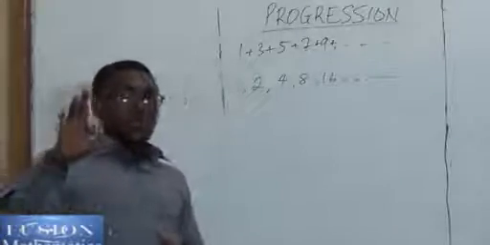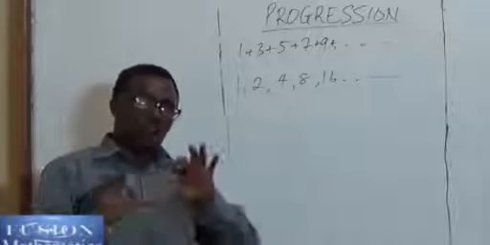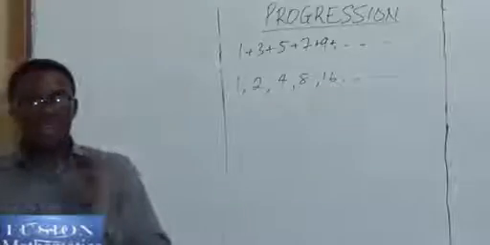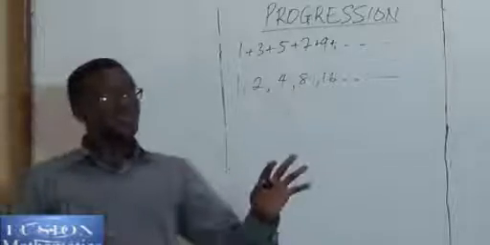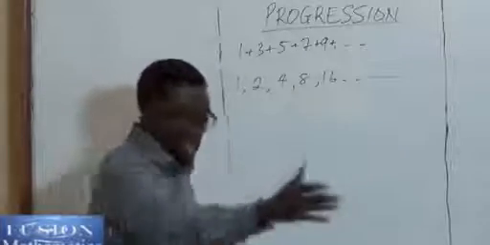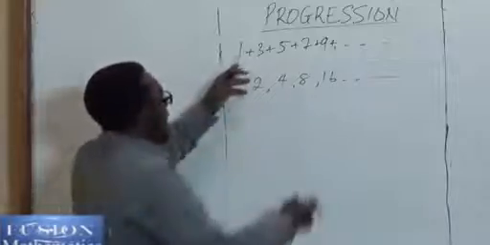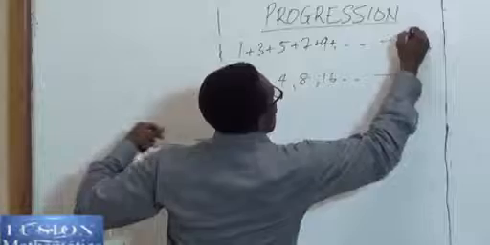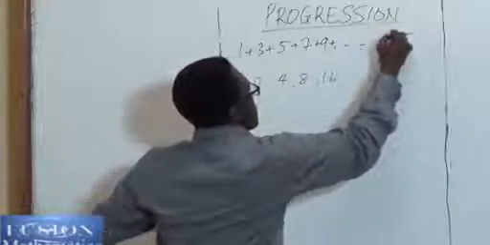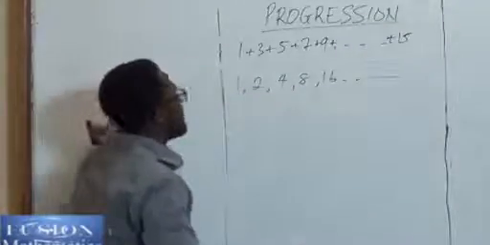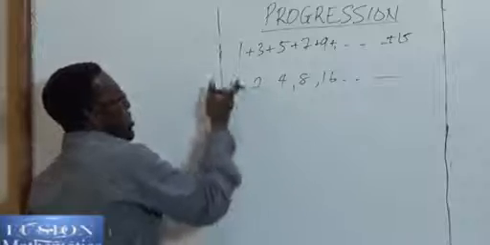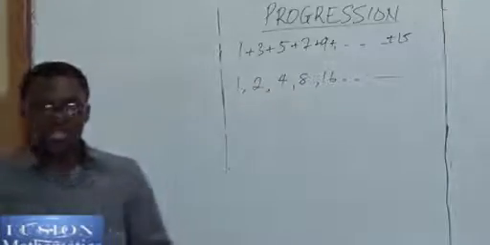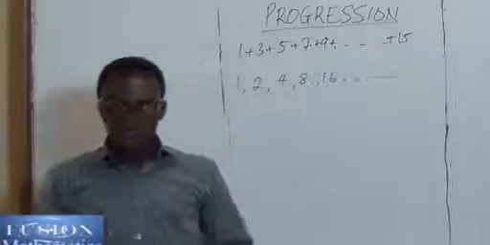Now, it's important to note that we have two forms of series. We have the finite series and also the infinite series. The finite series has an end. That is, it goes from the beginning and goes maybe all the way to, let's say, 15. But an infinite series goes from the beginning and does not have an end. It goes to infinity. That is an infinite series.